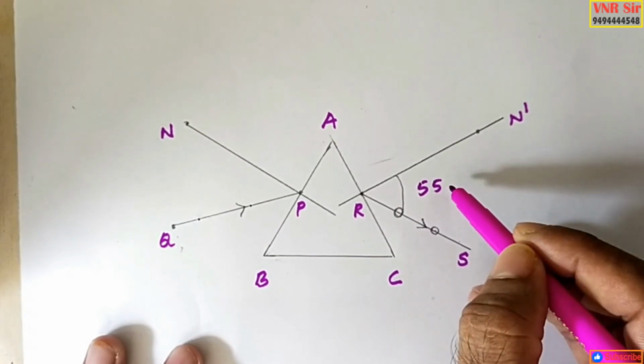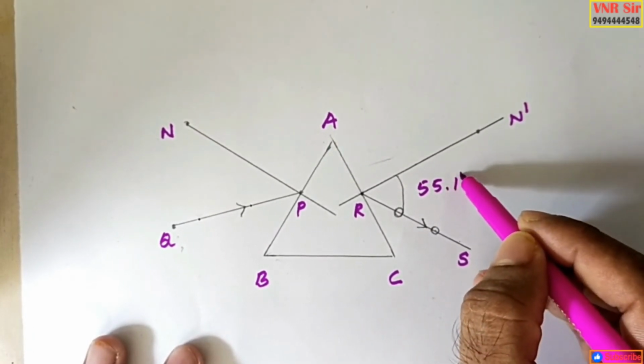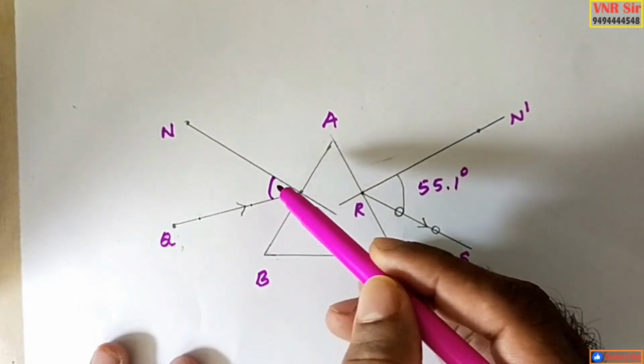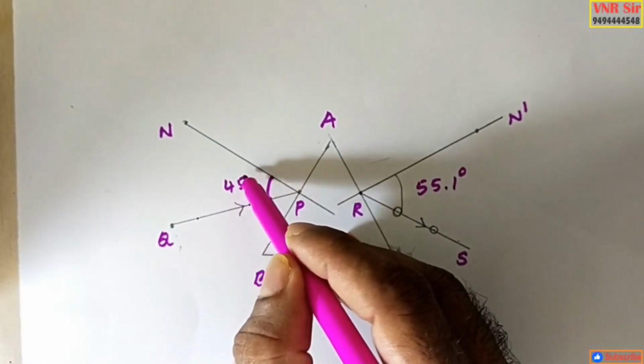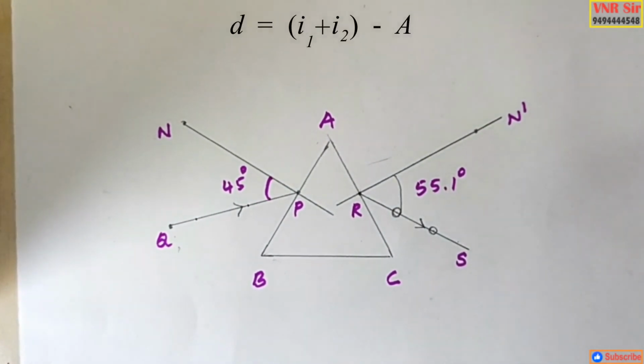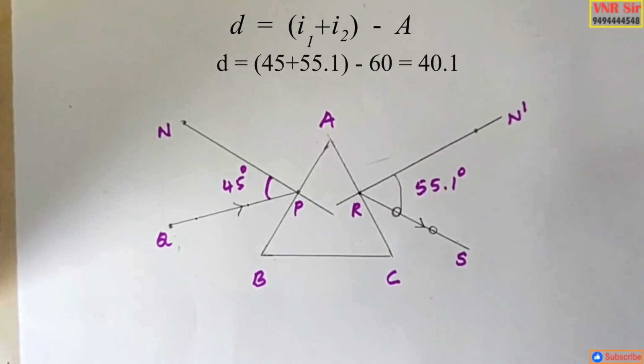And what is the angle of incidence we have taken? That is 45 degrees. Do you remember? So with the help of these angle of incidence and angle of emergent, we can calculate angle of deviation, as angle of prism A is 60 degrees. Then angle of deviation delta is equal to i plus i1 plus i2 minus A.